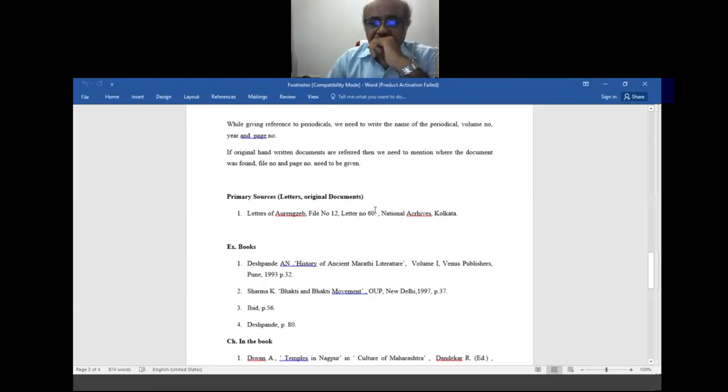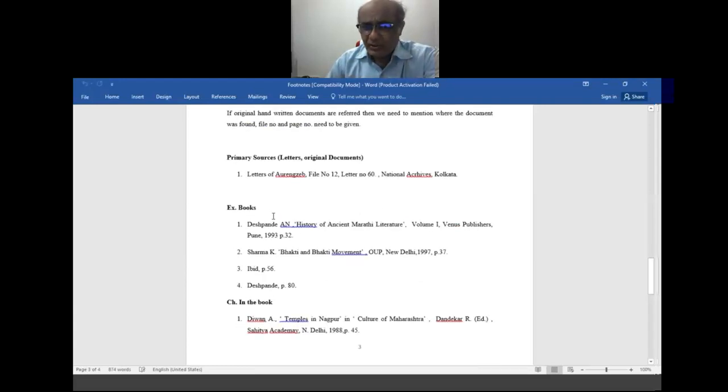And for example, if you are giving a footnote of a book, that is quite common. You need to write the name of the author first, when you are writing this for the first time, right?